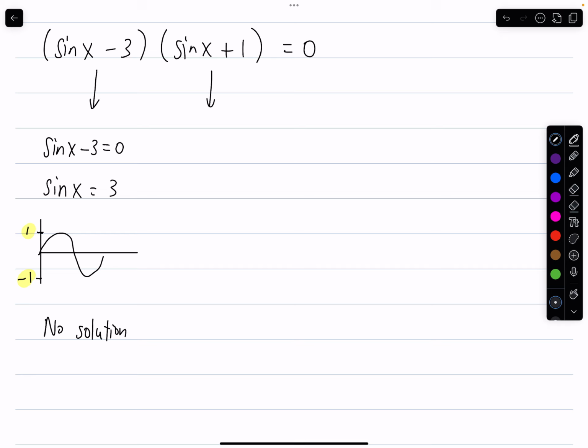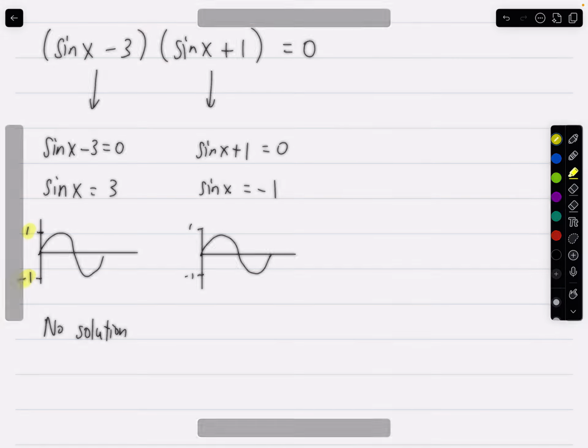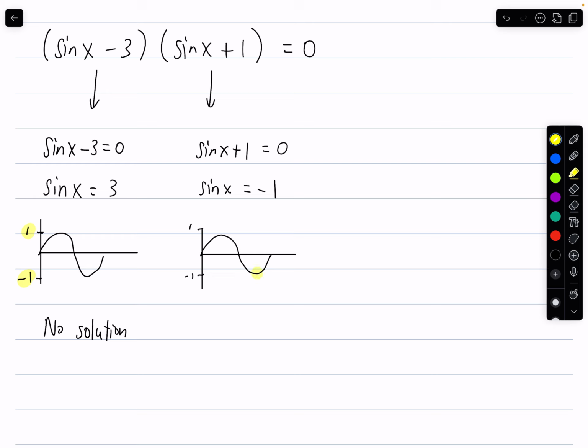Okay, so this is something you want to make sure. If you get something like this where it says sine x equals a number that's outside of the bounds of 1 and negative 1, it's going to be inadmissible. It will be no solution. But if you look at the other factor, sine x plus 1 equals 0, sine x equals negative 1, where does sine x equal negative 1? Sine x is equal to negative 1 right here. So this right here happens at 3 pi over 2 and negative 1. So here, x would be 3 pi over 2. And this is your only solution.